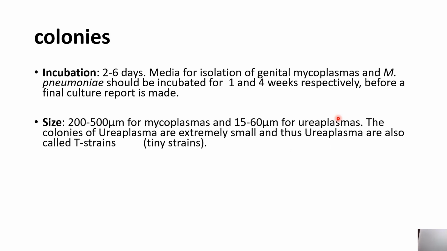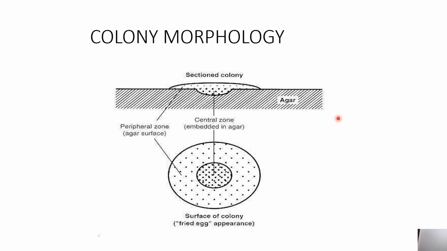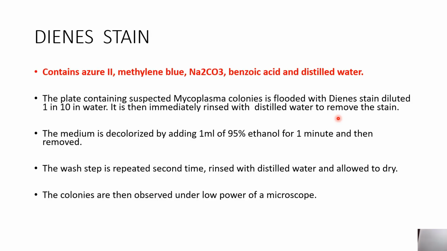There are ways of culturing, including incubation periods, size of platinum loops, and how they can be subcultured. Basically, this is how the colony morphology looks: a fried egg appearance. You see the peripheral zone and the central zone.